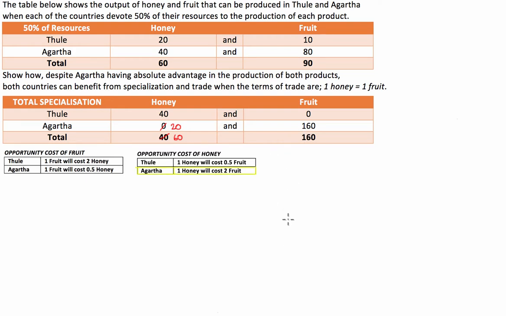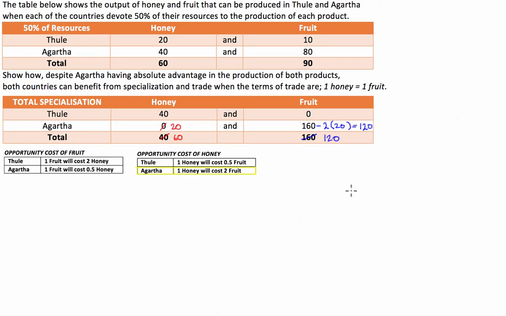So what we determined earlier on in the question is if either of our countries are lying on our production possibility frontiers, i.e. 100% of their resources are being used in the production of either honey or fruit, in Agartha, if we want to increase our honey production by 1 unit, we're going to have to give up or sacrifice 2 units of fruit production. So to increase our honey production by 20 units, we're going to have to give up 2 times 20 units of fruit production. So in order to increase our honey production by 20 units in Agartha, we're going to have to give up 40 units of fruit production in Agartha, which will take our global fruit production to 120 units.